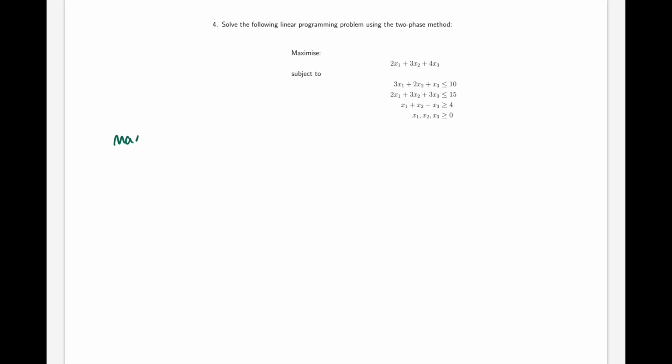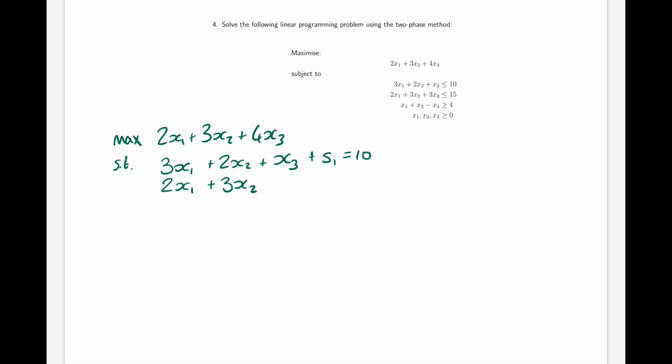We have maximize this, subject to, and now for this constraint, it's a greater than constraint, so we have to take away the slack variable. But in order to ensure that we have enough basic variables, we also have to introduce an artificial variable.